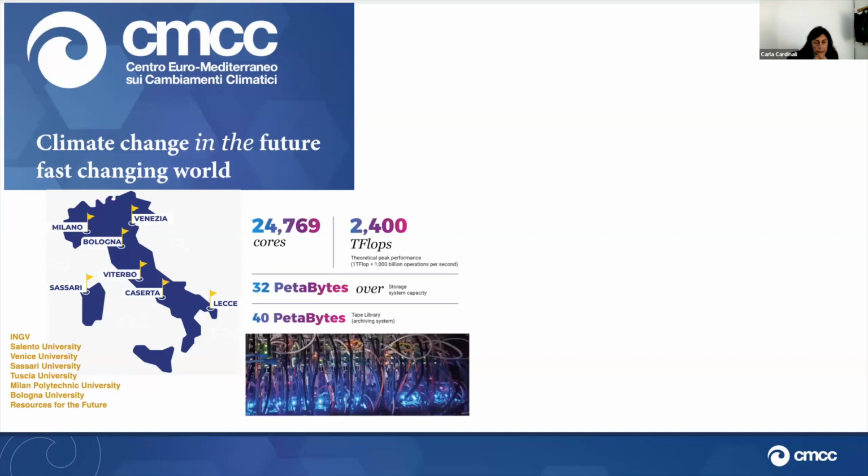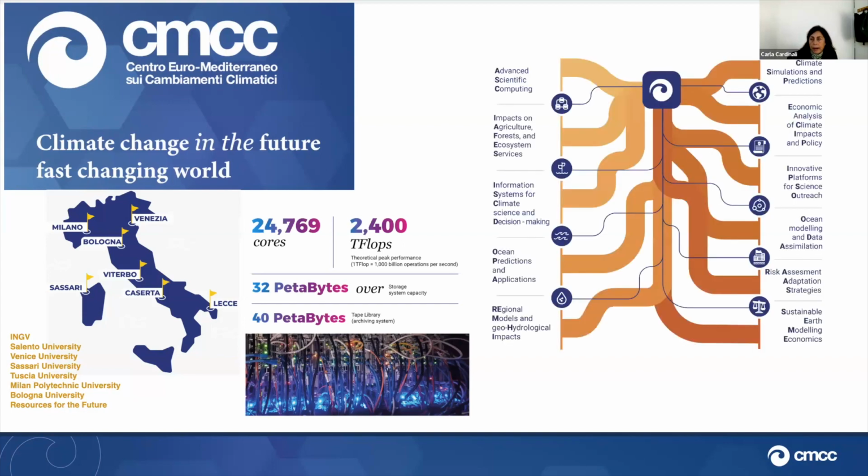So lots has been achieved in terms of computational resources. So now we are in Lecce, we have 2 different computers, and with the capability of these 2 computers, we have 25,000 cores and a peak performance that is 2,400 terabytes. So it's fantastic facilities, and that is spread among the different divisions at CMCC.